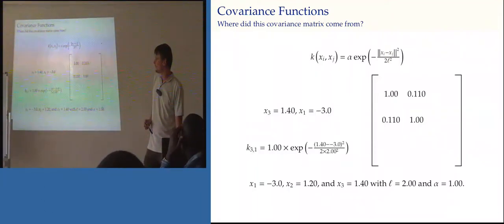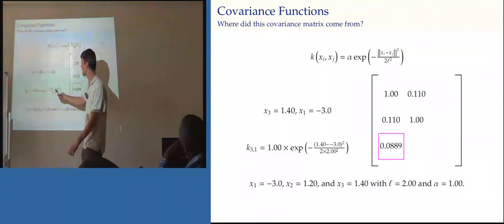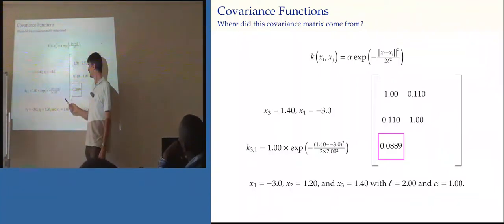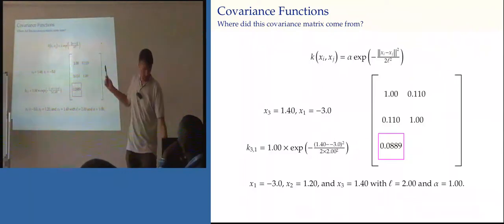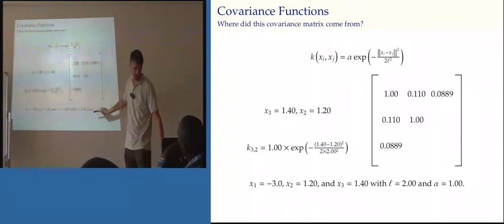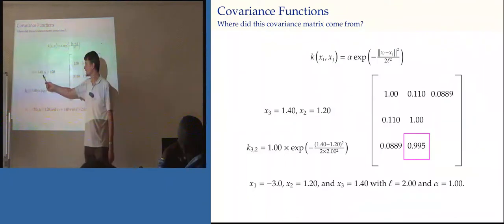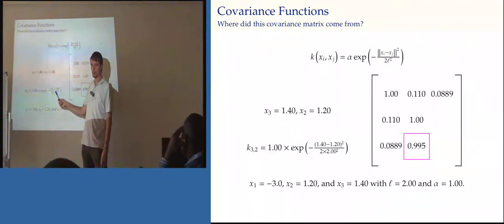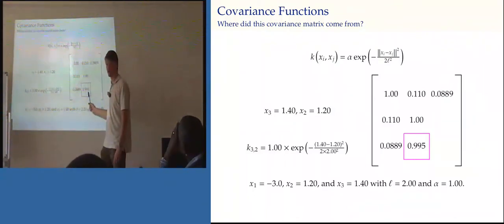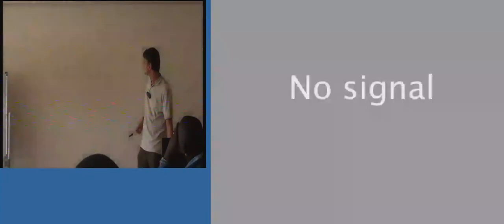x3 is 1.4, and x1 is -3 still. We get that coming in there, so now the distance between these is 4.4, so we're getting smaller. So the correlation goes down, and again we put that on the other side, and finally we know what this is going to be, 1 again. So the one remaining value we need to work out is the distance between x3 and x2, 1.4 minus 1.2. They're very close together, so the correlation's high. And then that's where we get our elements for the covariance function.